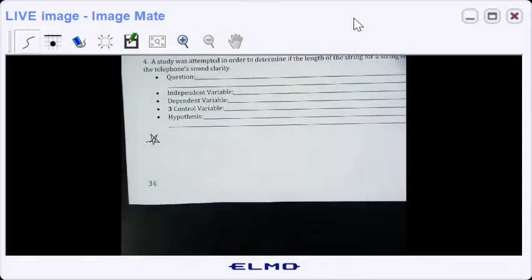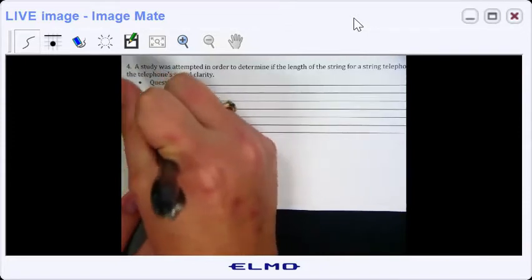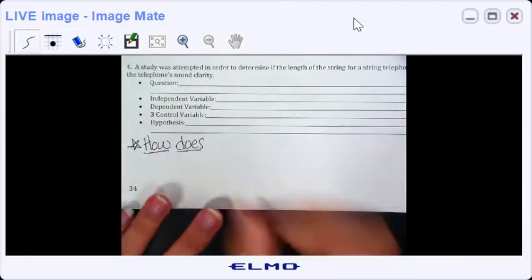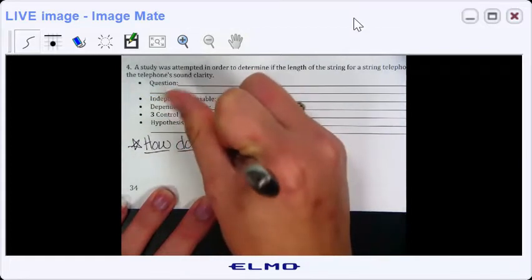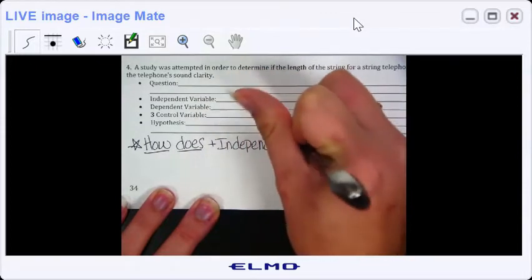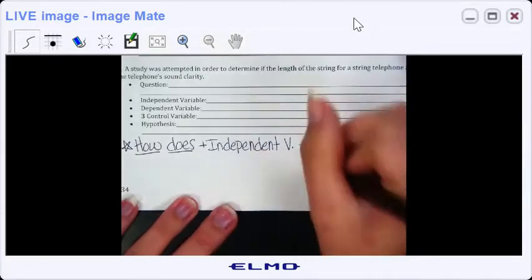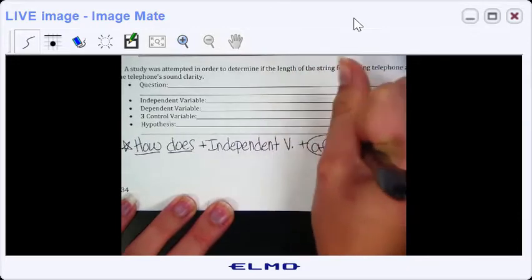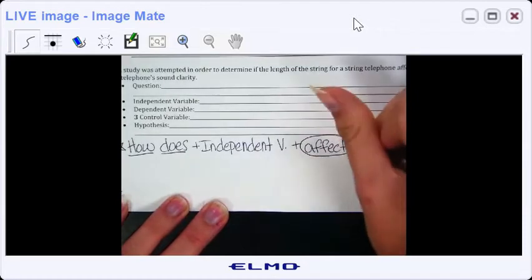So remember when we were writing those questions, there was a specific formula that we write. We always start with how does. I personally like to underline it. Next comes our independent variable. Then we have that connecting word, effect. And lastly, at the end is our dependent variable.